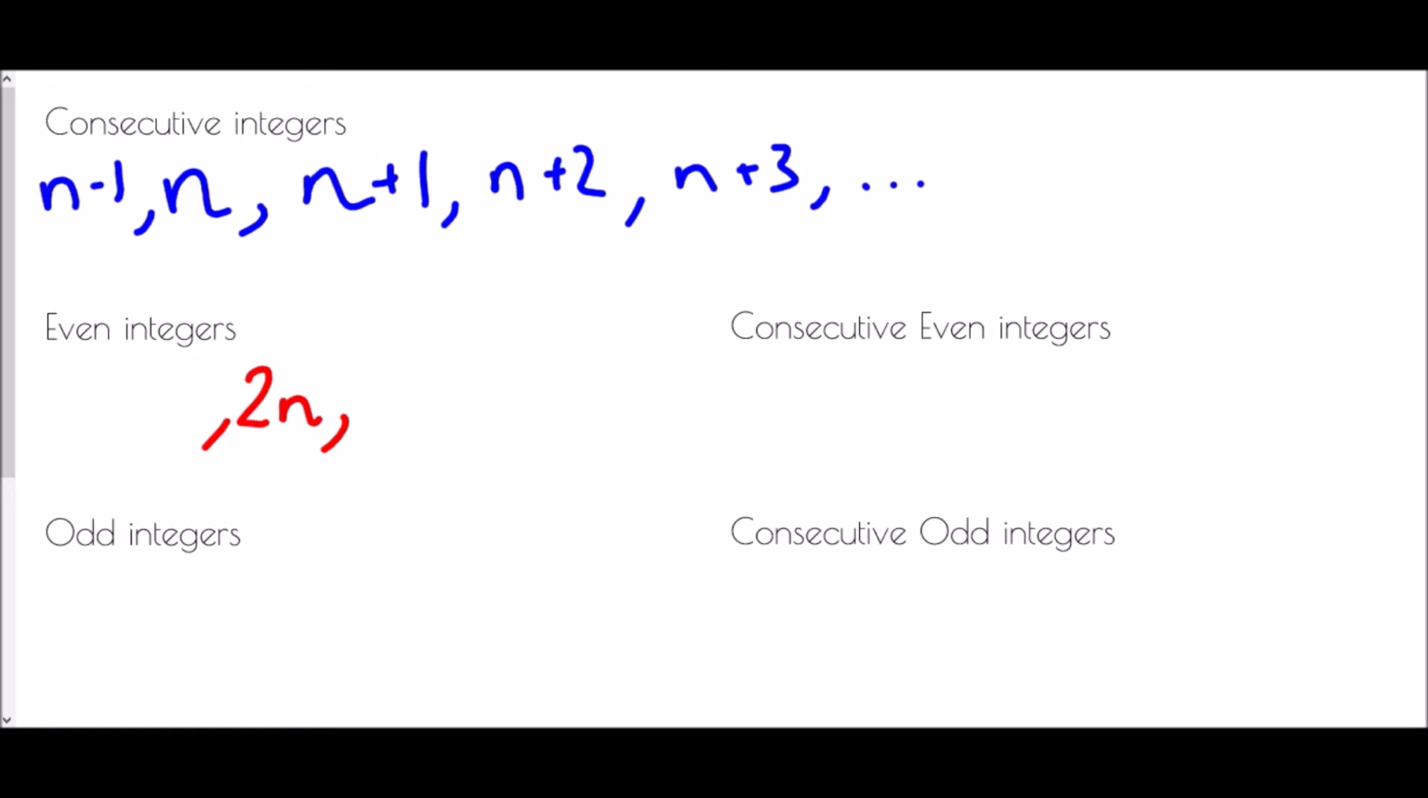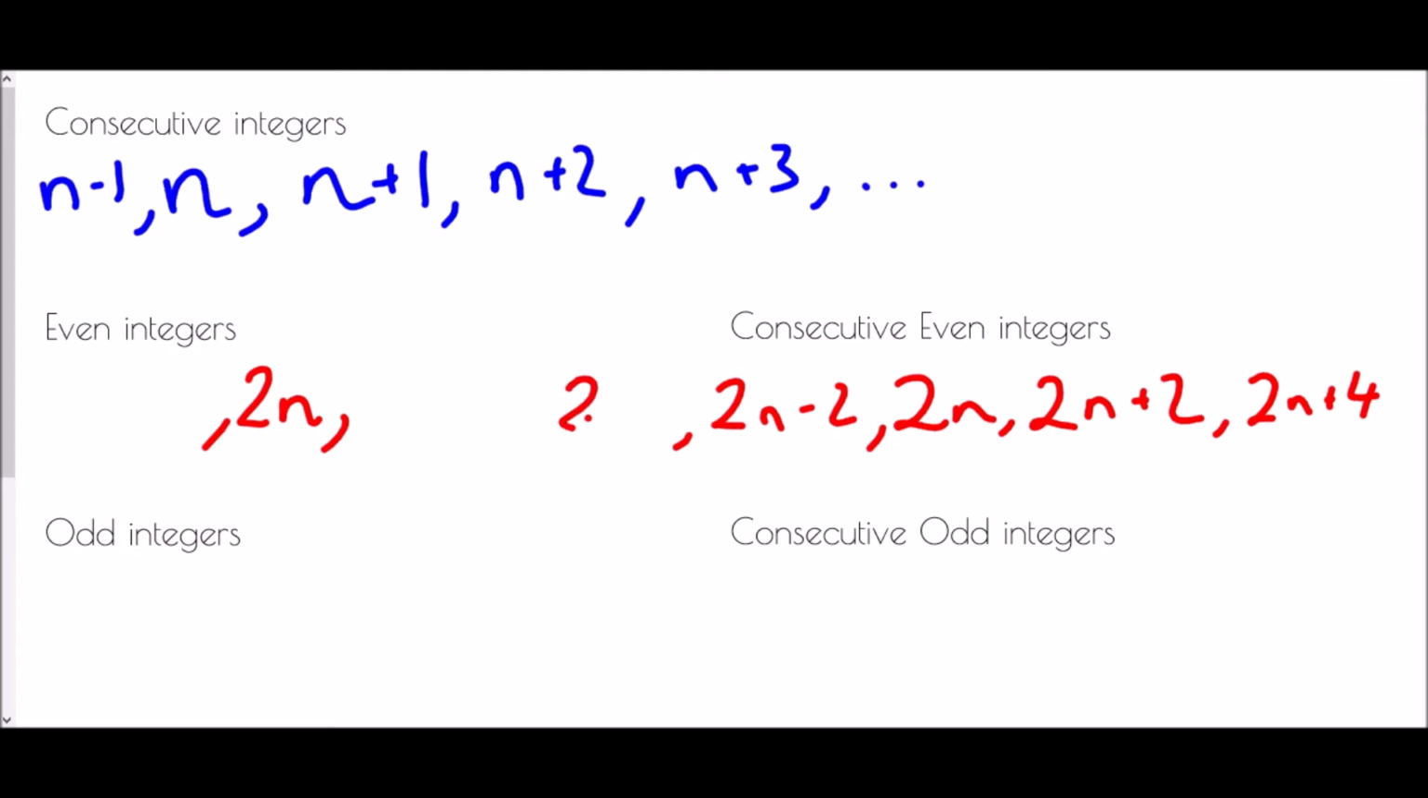Beyond that, what would the next even integer be? Well, if we think about consecutive even integers, we'd start with 2n. Well, the next one would be 2 later, so 2n plus 2. And after that, 2n plus 4. But if we went backwards, we could say that the even number before 2n was 2n take away 2, and before that 2n take away 4, and in both directions that list could continue infinitely.